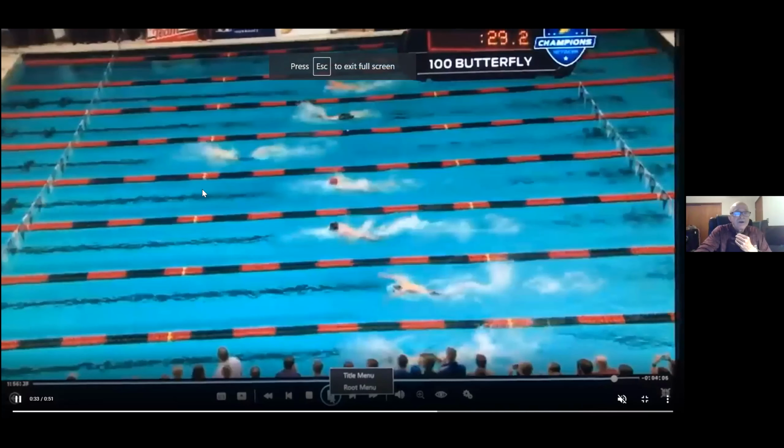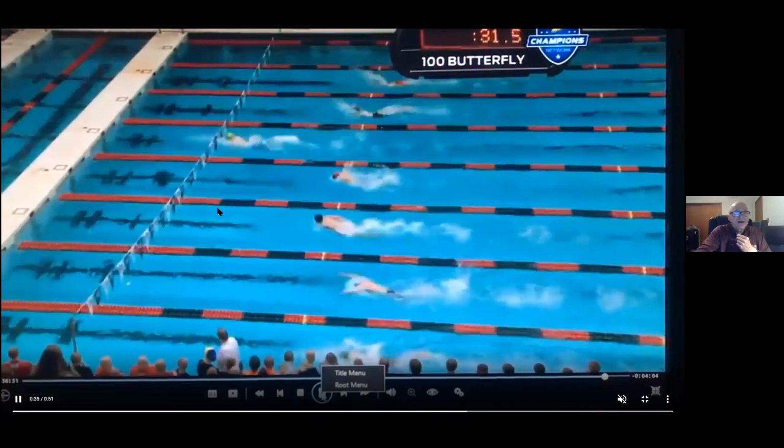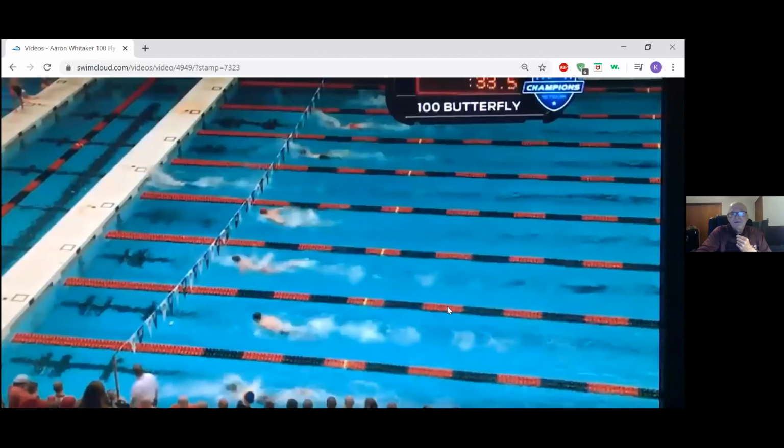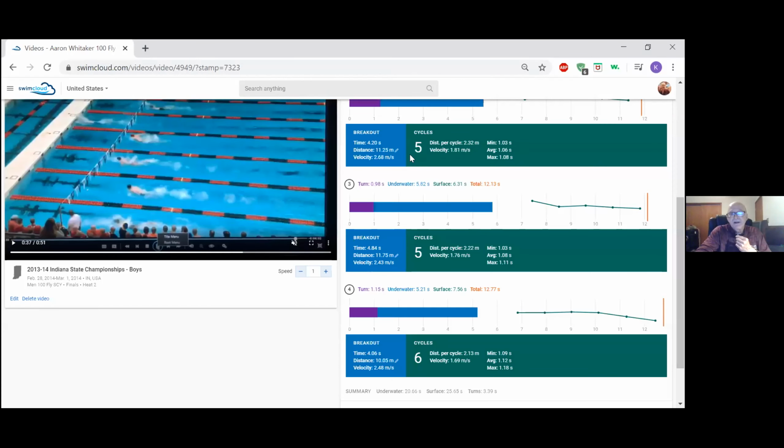Here, hip still riding high. Second kick in there, gets into the wall good. So his numbers on this third length, it took 5 cycles again. He's starting to really get into a good rhythm. 1.08, so he's still right about that rate that we're looking to try to hold. He's over 2 meters here. I think this is really, really good. He's getting there.